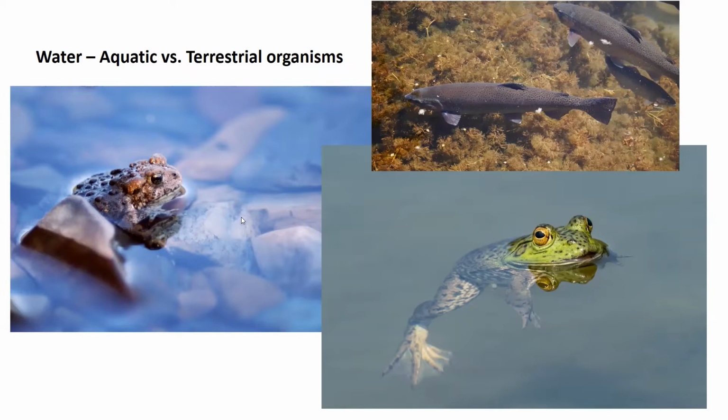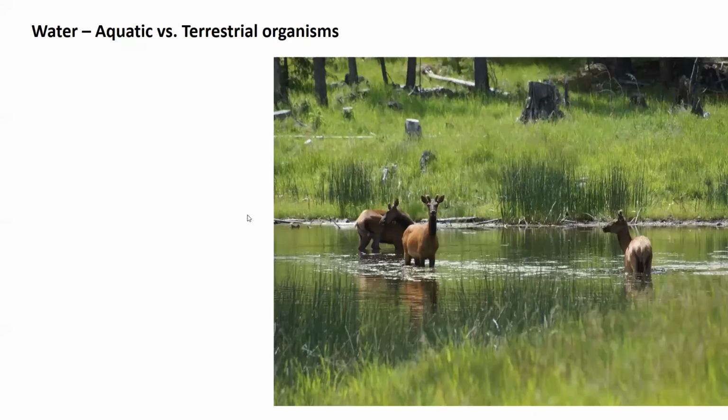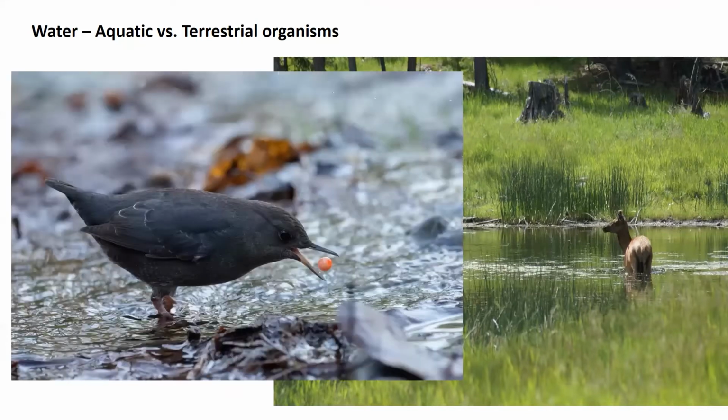They leave the water after they breed and go live under down wood up in the uplands. So water can be more than just essential for metabolism and for drinking, but there are a lot of organisms that live in it. Here are your terrestrial organisms. I love the elk standing in the water. That's just kind of cool. Needing a drink.